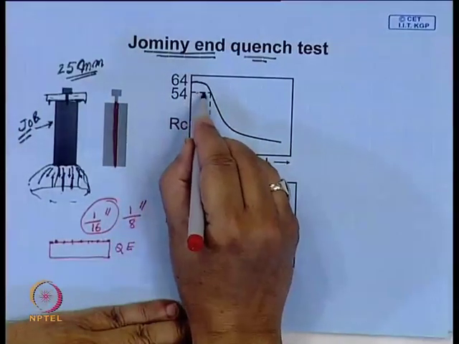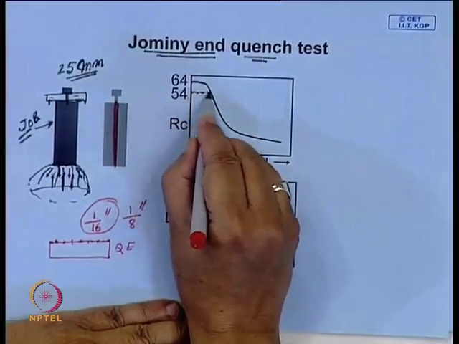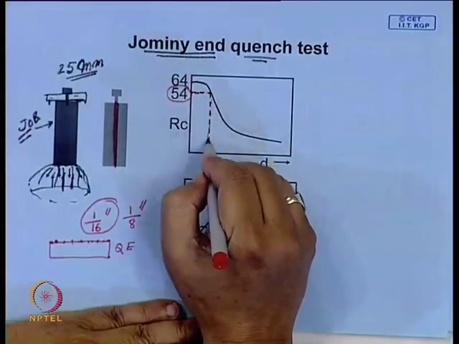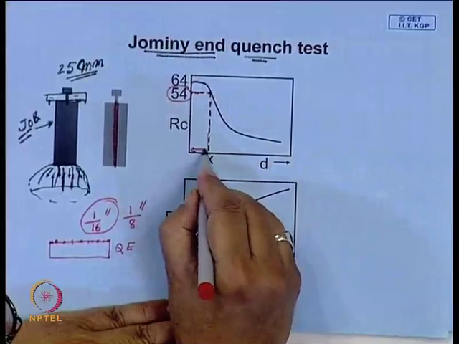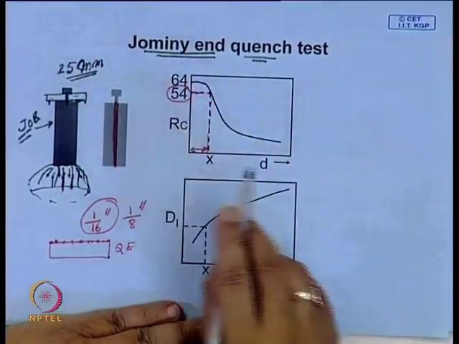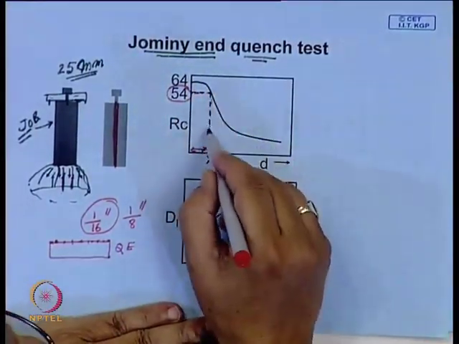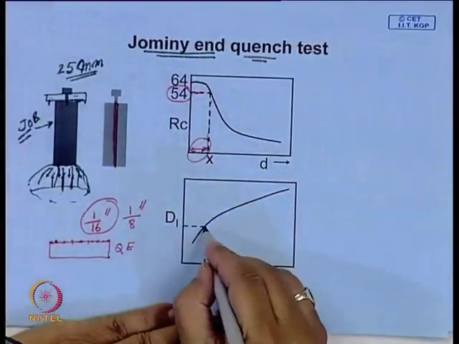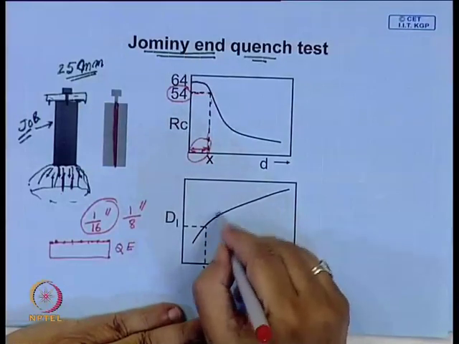Then you can look at that place where you get hardness 54. Then you can say this is the depth of hardness in a Jominy end quench test, and once you get this, there are now experimentally determined conversion charts which are available.